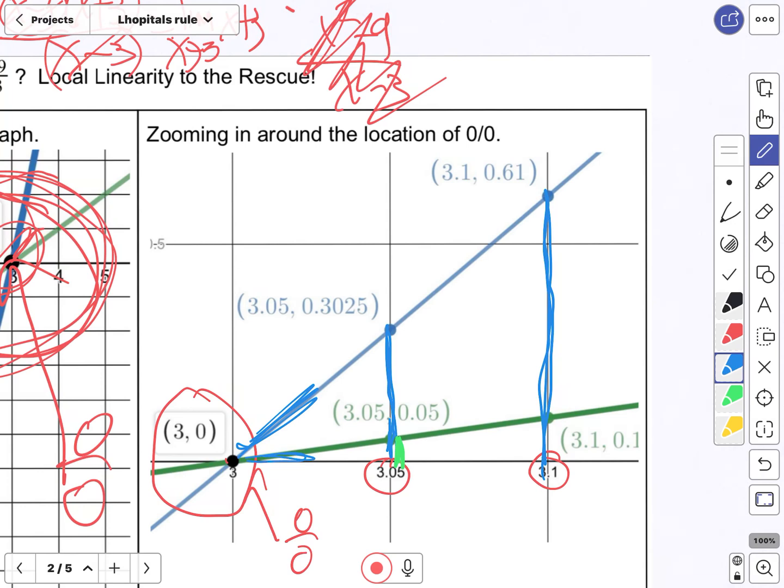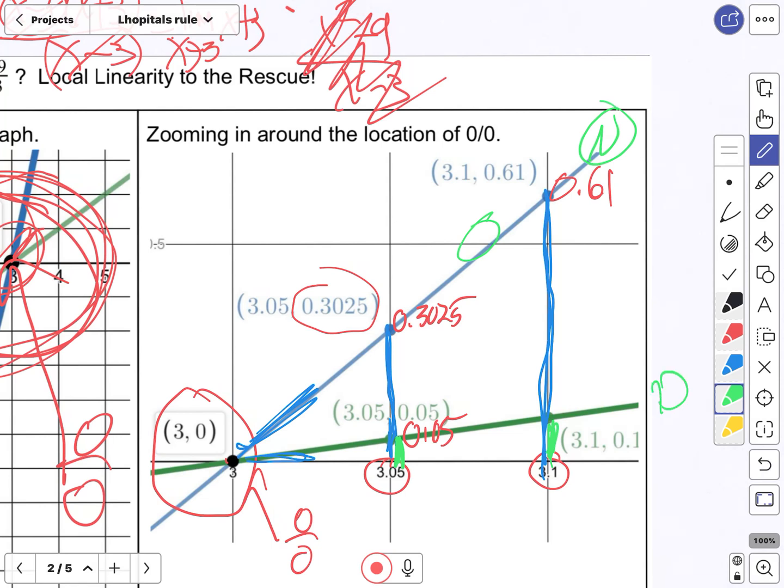So let's look at some numbers. I've got the y values put here. That's 0.3025. That's 0.05. This one here is 0.61. That's the y value there. And then I should do the y value there. By the way, this is the numerator part of the graph, and this is the denominator part of the graph. And that's at 0.1, the y value there.